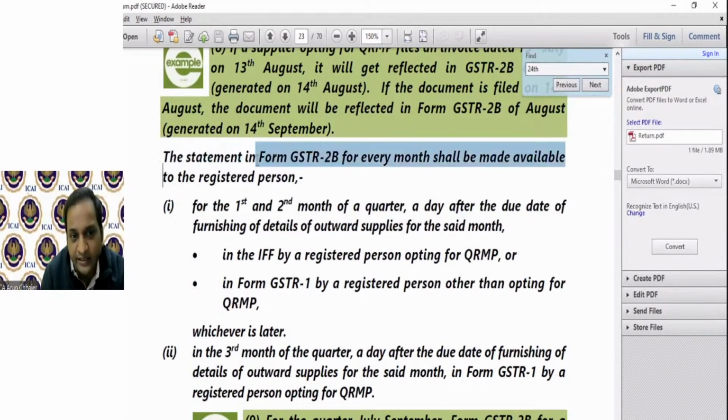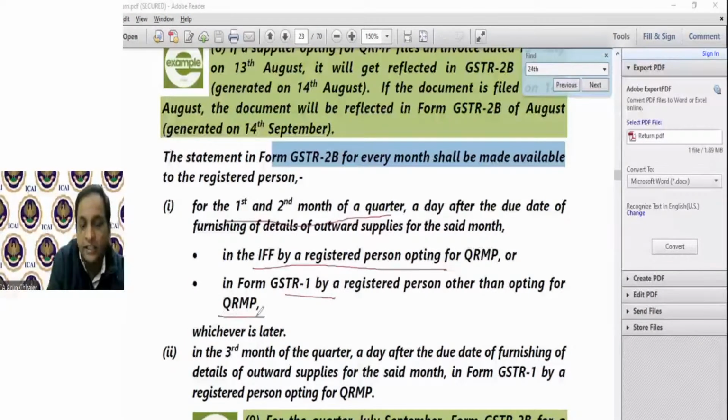The statement in the 2B for every month shall be made available for first and second month of the quarter in the IFF by a registered person or in the GSTR 1 other than QRMP, whichever is later.